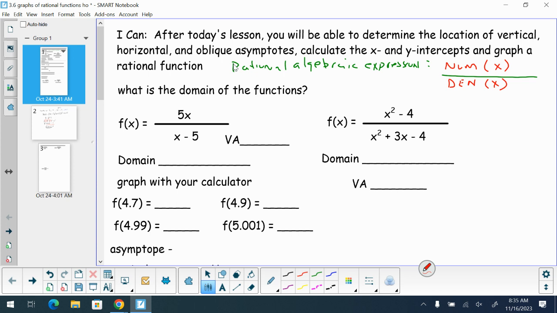And we have dealt with rational expressions already. But all that we've done with these rational expressions is look at the idea of the domain. If we take a look at the rational expression here, we have 5x over x minus 5. The domain is your usable x values. What are the values of x that you can use? We wrote this in interval notation.